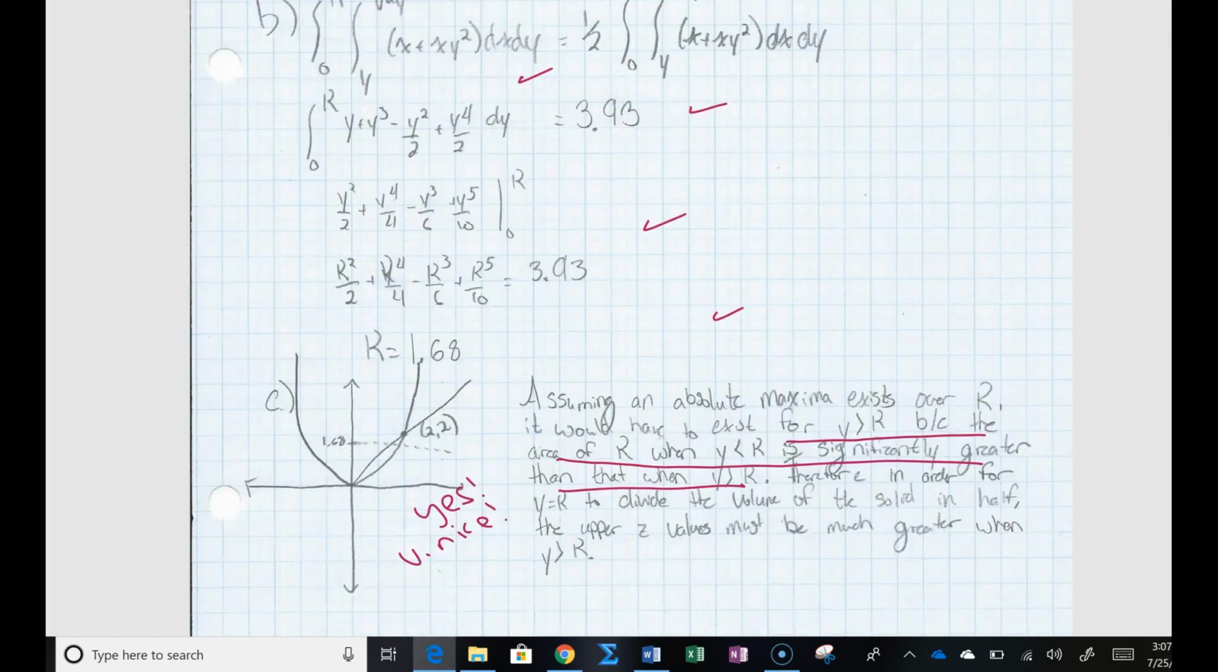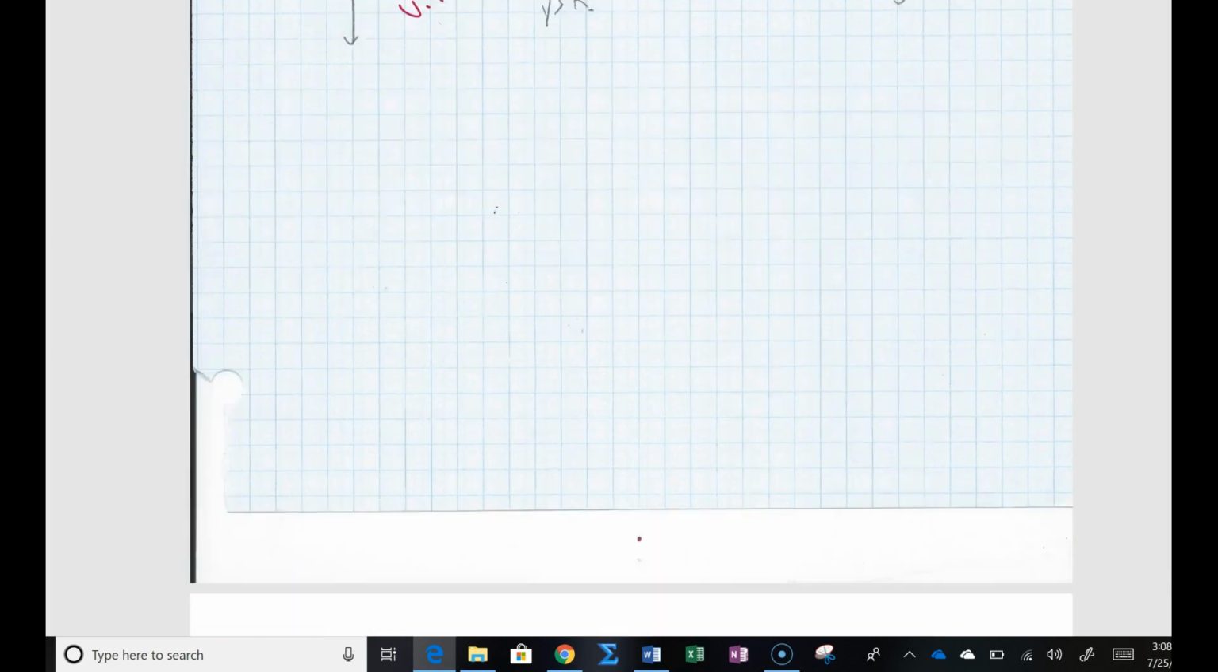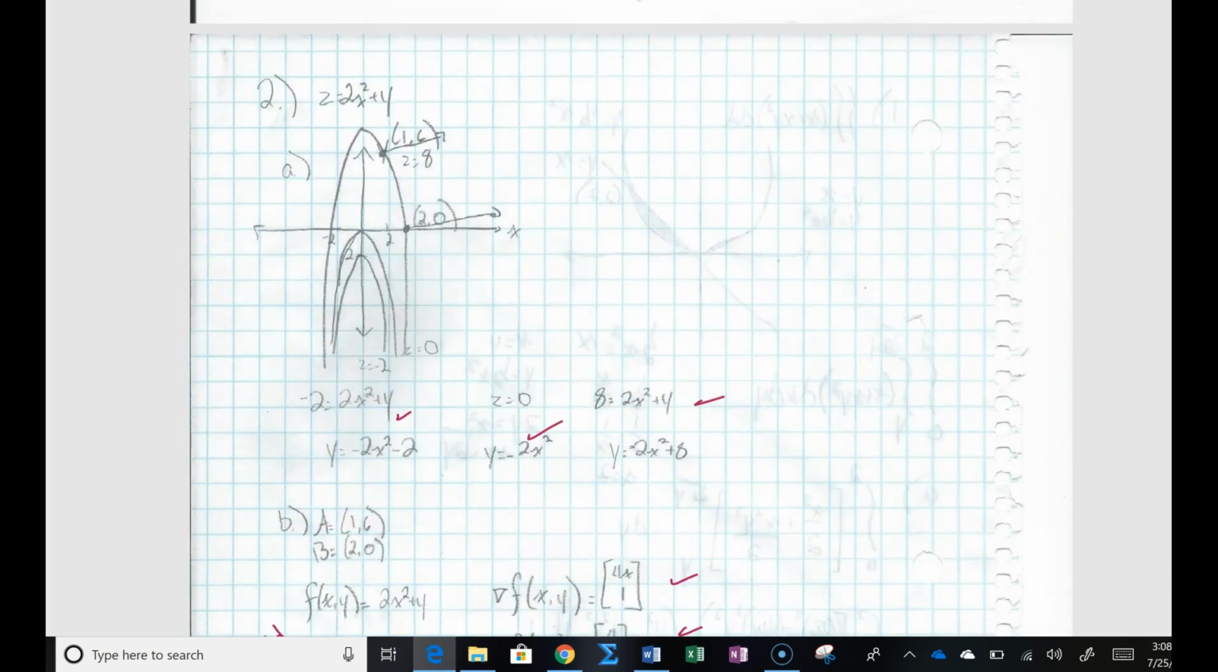And I like part C when you found the middle point and I asked you to figure out where an absolute max would exist. That was the correct reasoning right here because the area is significantly greater below your value of R than it is above your value of R. Okay, number 2, all good.